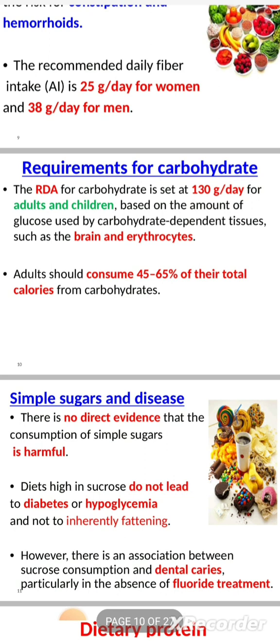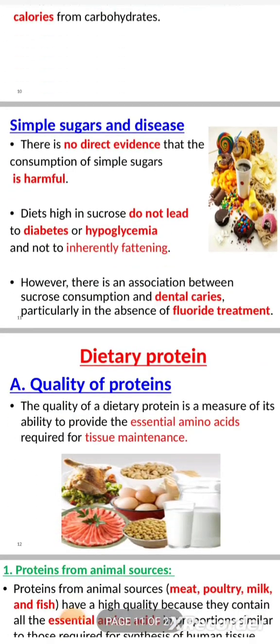Adults should consume 45 to 65% of the total calories from carbohydrates. That means about 60% of our calorie needs come from carbohydrates. The rest come from protein and fat.